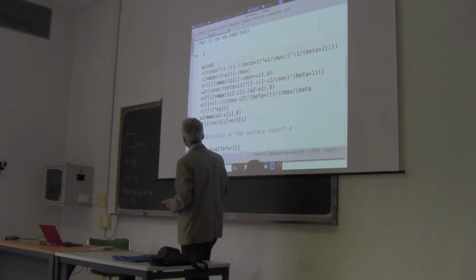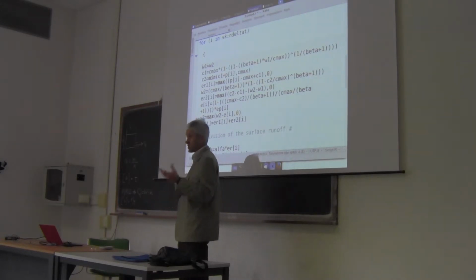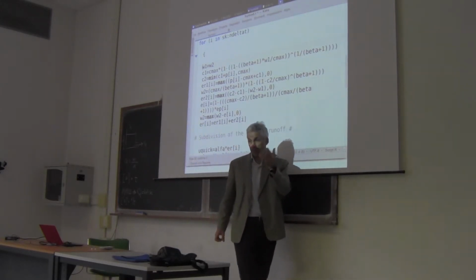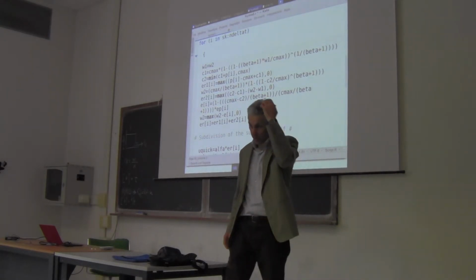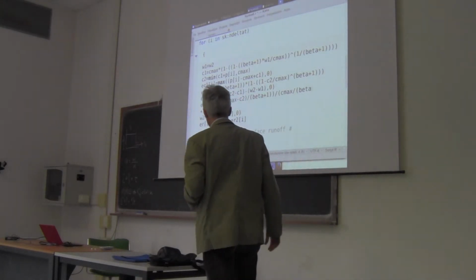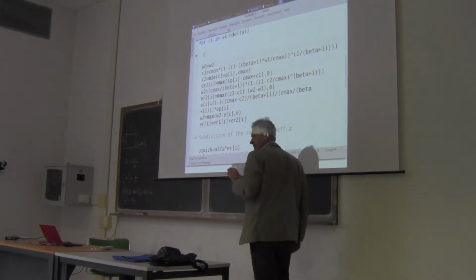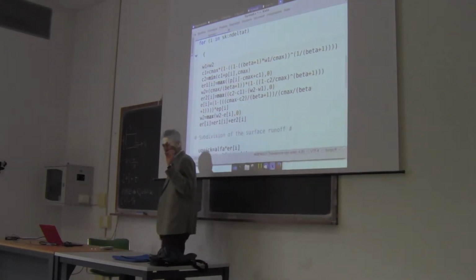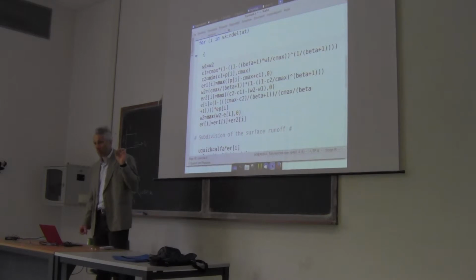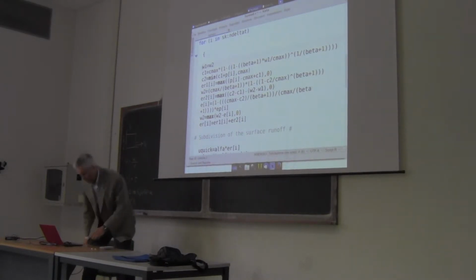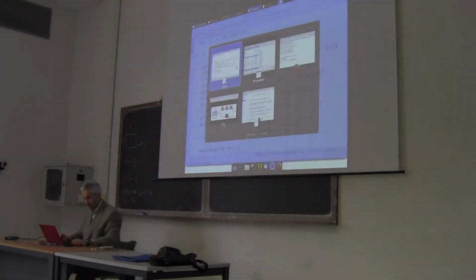Now, I have to compute C1. What is C1? It's the value of CT at the beginning of the time step. Okay. How to compute C? Do you remember that we had an expression for C depending on W? I just try to show it to you.